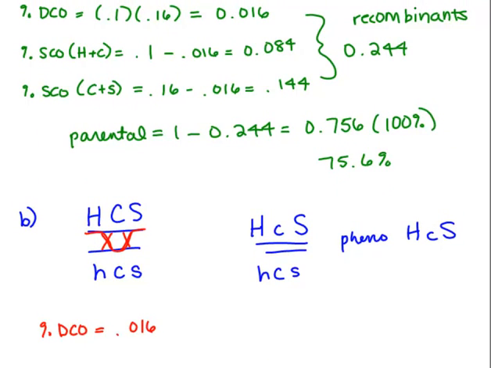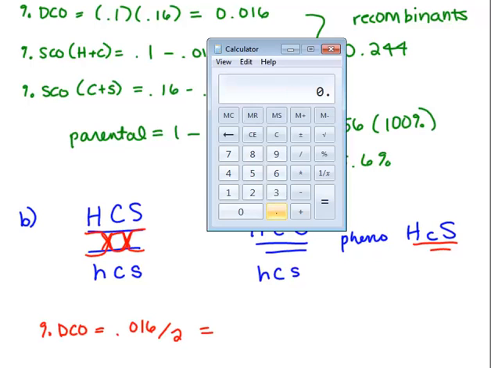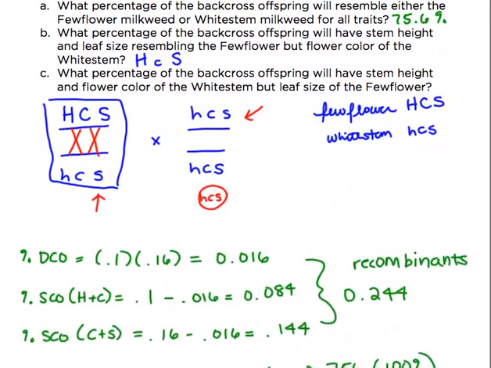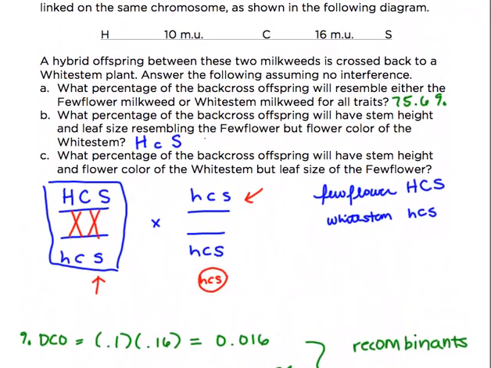However, we're only interested in one of the double crossovers. Remember that there's another way to follow this, little h, big C, little s. And we're only interested in this double crossover. So we're going to divide that by 2. Get 0.008, and as a percentage, we're going to times by 100 and get 0.8%. So that is the percentage of the offspring that will have that phenotype, so 0.8%.